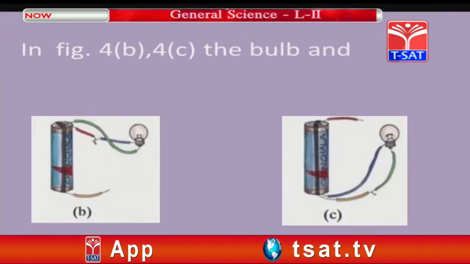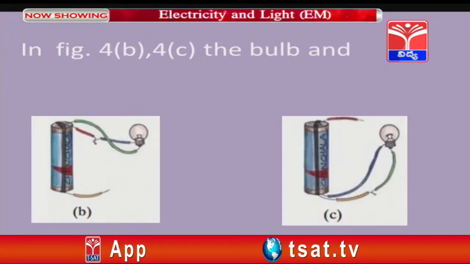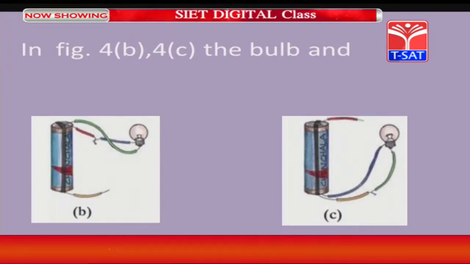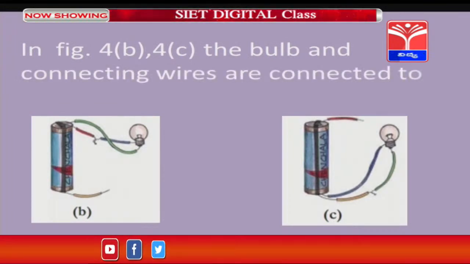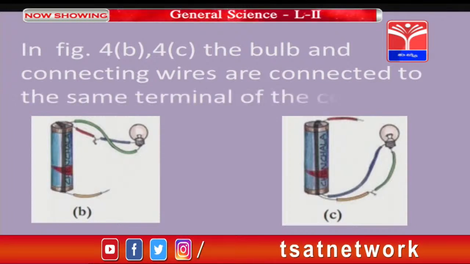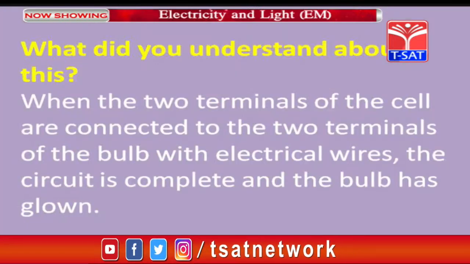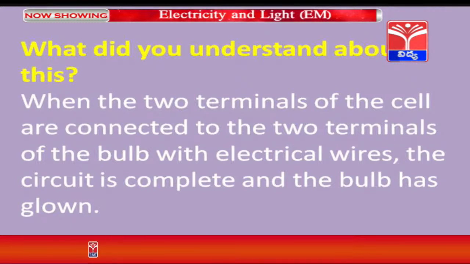Now, in figures B and C, the bulb is attached to only one terminal of the battery, that is why current is not flowing through them. Connecting wires are not connecting to the same terminal of the battery. What did you understand about this?